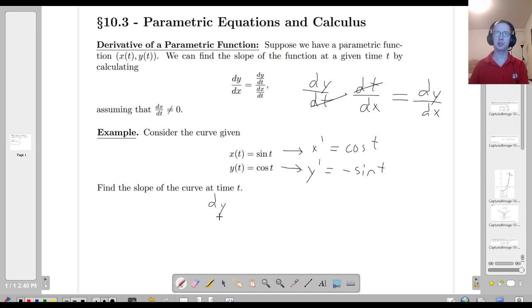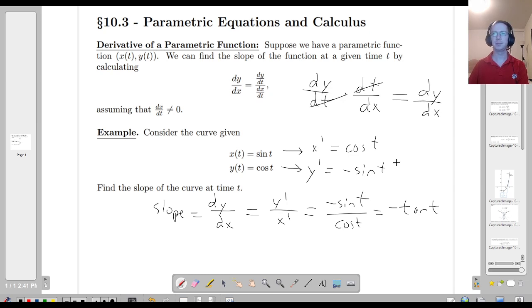So if I want to find the slope, which is another way of saying dy/dx, then I need to do dy/dt over dx/dt. And if you like, you can just use the shorthands y prime and x prime. So that's going to be negative sine t over cosine t, which is negative tangent of t. So at any given time, if I wanted to find the slope of this curve, this parametric function right here, at a time t, it would just be the negative tangent of that t value.